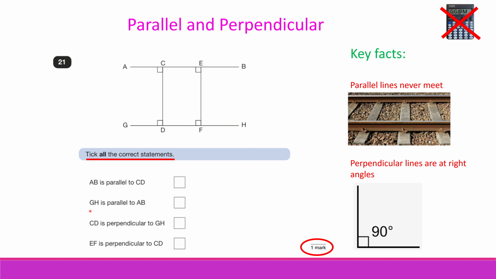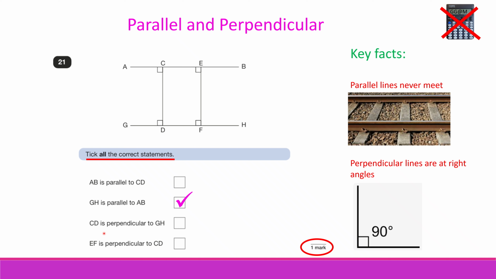The next 2 are G to H and A to B. So G to H is along the bottom and A to B. So you can see that these 2 lines here, one at the top and one at the bottom, these 2 lines will never meet. So these lines are going to be parallel. So that is correct. G to H is parallel to A to B. Give this one a tick.